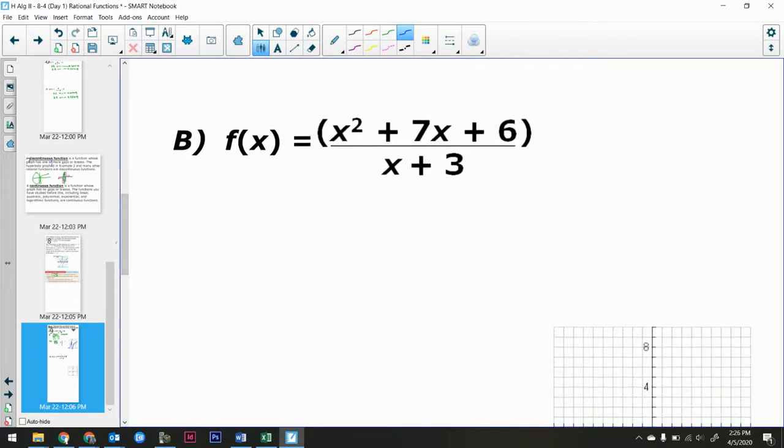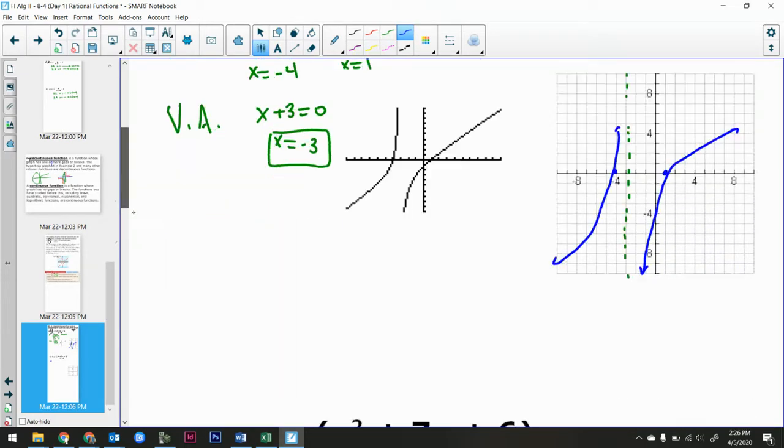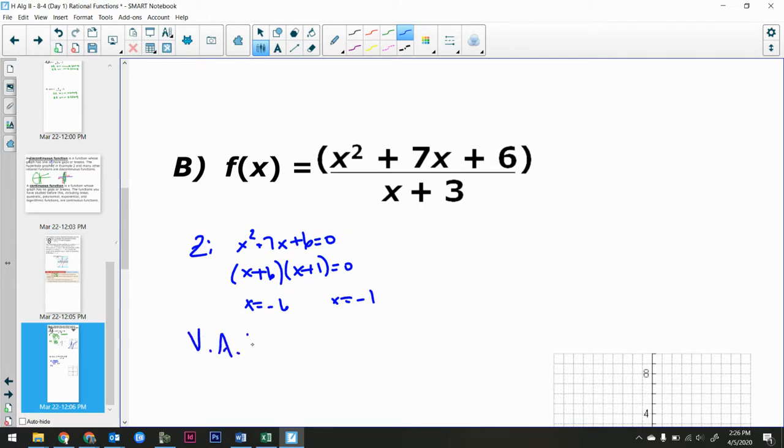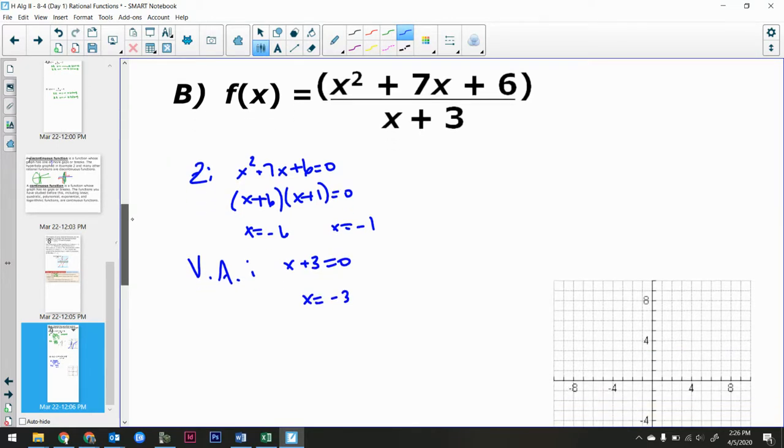Okay, so if I want to find the zeros of the function, I look at the numerator. Why do I have x plus 3's in my denominators, both of them? My zeros are where the numerator is 0. Right? So I say, okay, this factors into x plus 6 and x plus 1. So x equals -6 and x equals -1. My vertical asymptote is x plus 3 equals 0. So x equals -3. That's my vertical asymptote. It's where the function is undefined.